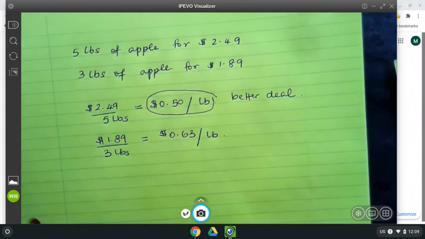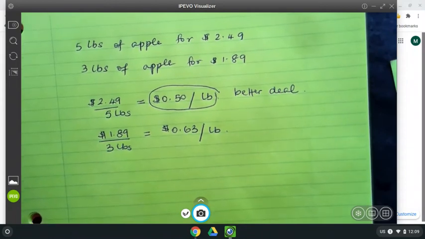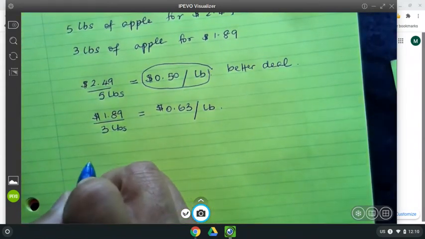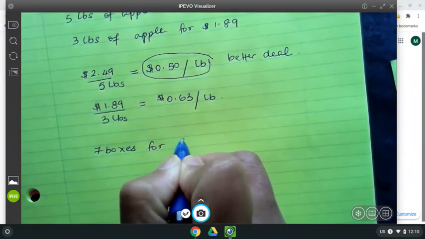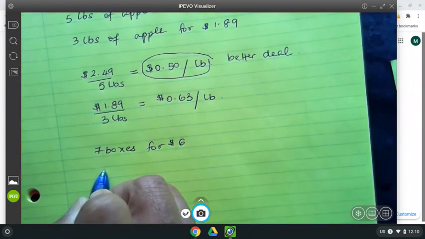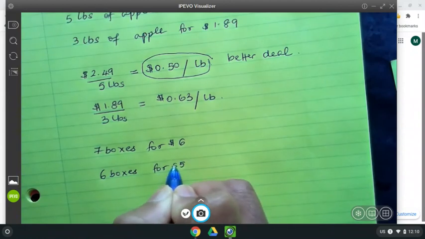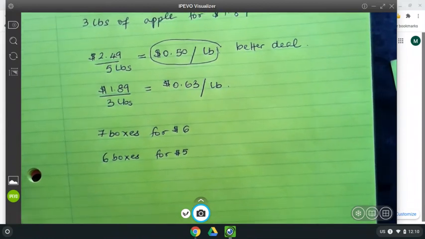All right, here's my second example. I think this was the pasta one that we did. Yeah, the pasta one. One of the stores had 7 boxes for $6. The other store had 6 boxes for $5. So if we find the cost per box, whichever one is the cheaper one is the better deal.